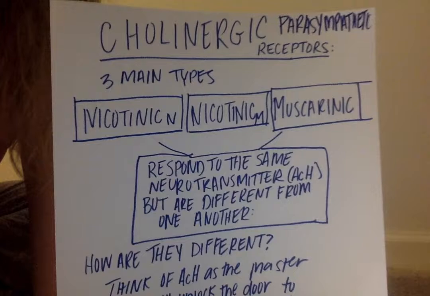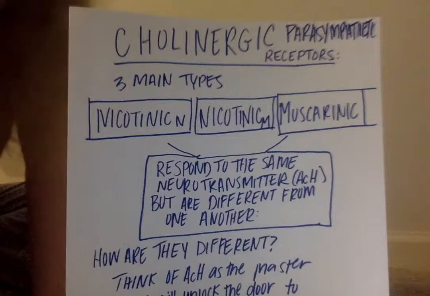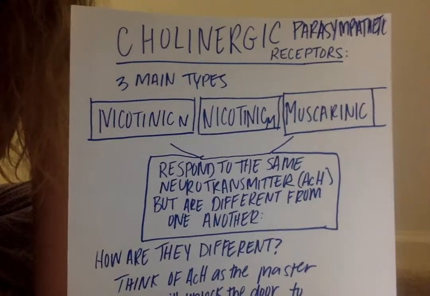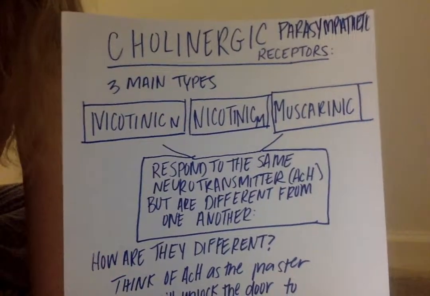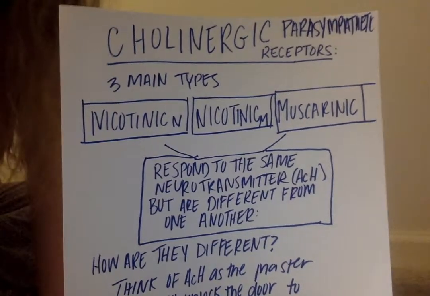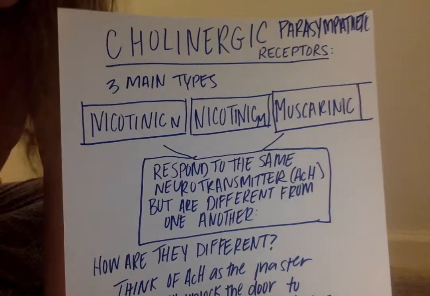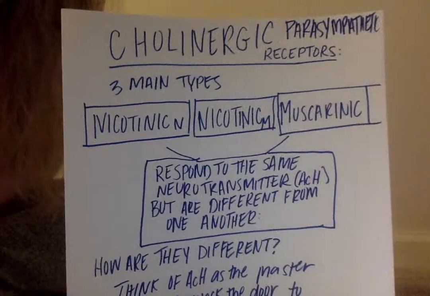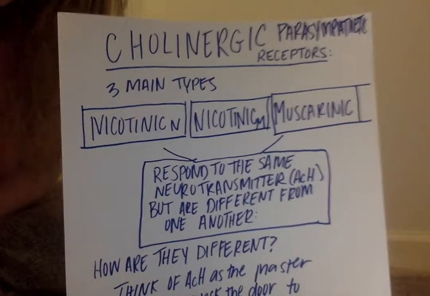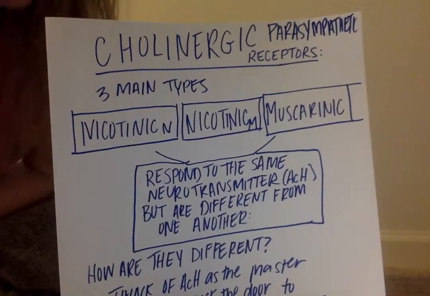That means that acetylcholine is the master key. It's like if you're staying at a hotel, you have a key to your room, and the person across the hall from you has a key to their room. And your key unlocks your room, and their key unlocks their room. But when the maid comes, her key unlocks every room on the hallway. Okay, so acetylcholine is the maid's key. It's the master key for our cholinergic receptors. So acetylcholine will unlock every door on the hallway. It'll unlock the nicotinic N receptors, it'll unlock the nicotinic M receptors, and it will unlock the muscarinic receptors.